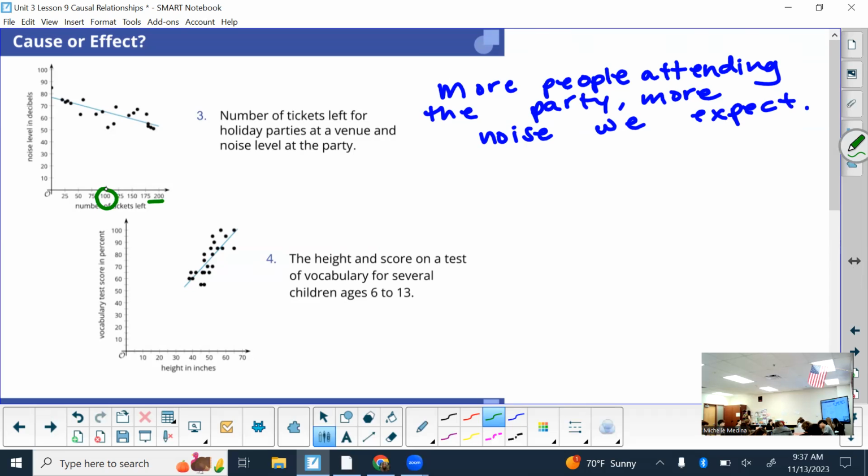All right, but it's not the fact that we have a bunch of tickets remaining that causes the noise to be quieter. It's the fact that we don't have as many people attending. Does that make sense?